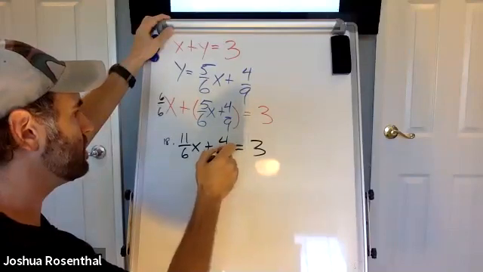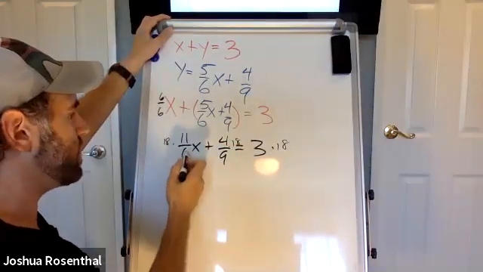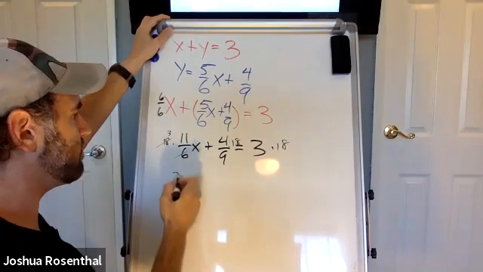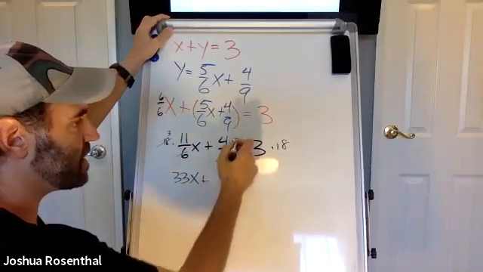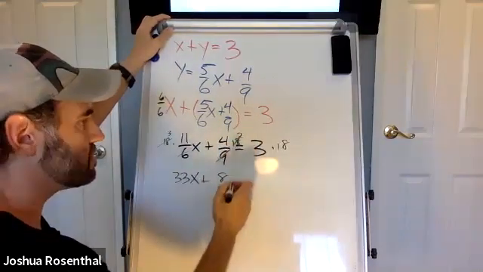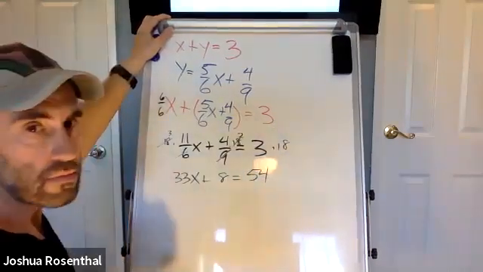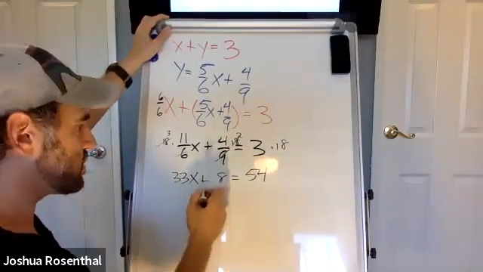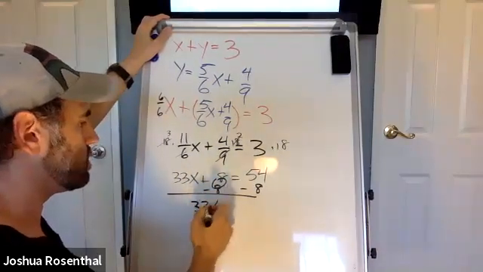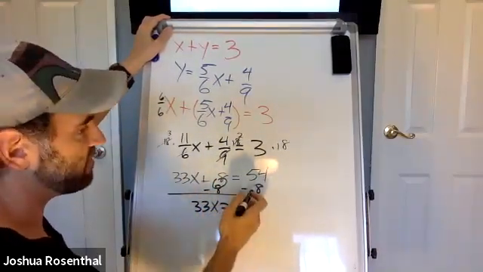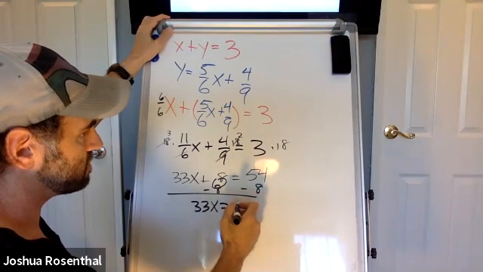Times 18, times 18, times 18. So that will make this 33x, because 3 times 11. This will cancel out and make a 2, so that'll be 8. And I think that's 54. Okay, subtract 8. And what does that give me? 46?